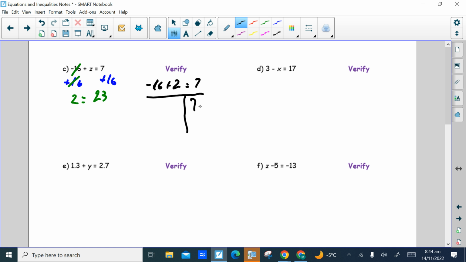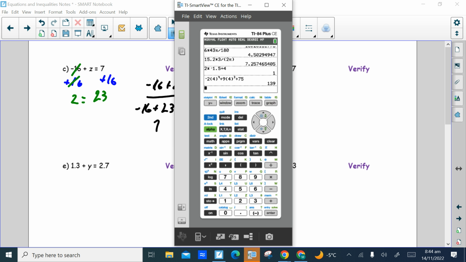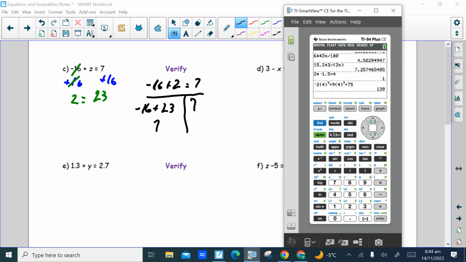Again, the equal sign divides it up into two sides, left and right. The right side is 7. We need to show that we get 7 on the left side as well. So we'll have negative 16 plus 23 on the left, which does equal 7. And again, if you need to use your calculator to do this, do it. Negative 16 plus 23 does equal 7.